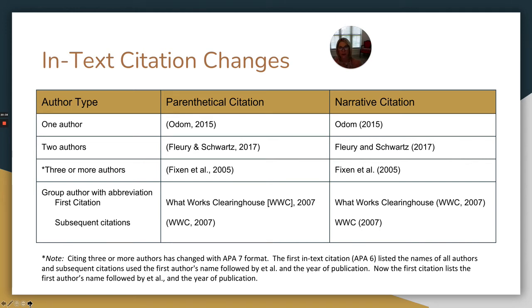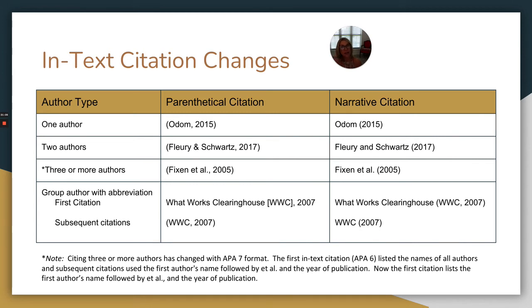For two authors, you can see the example here. You do list both of the authors with a comma followed by the date, and then the narrative citation would be both authors with the word and followed by the date. Now here's where it changes. In APA 6, when there were 3 or more authors, the first time that you mentioned that piece of work or reference that piece of work, you had to list out all of the authors.